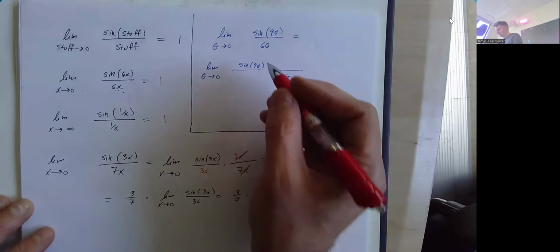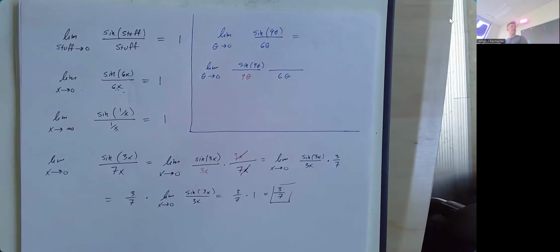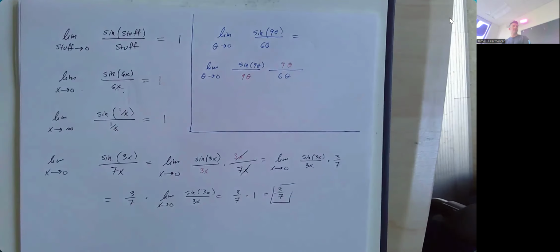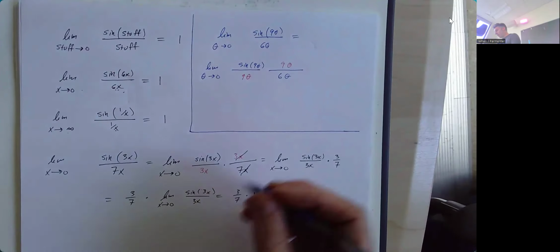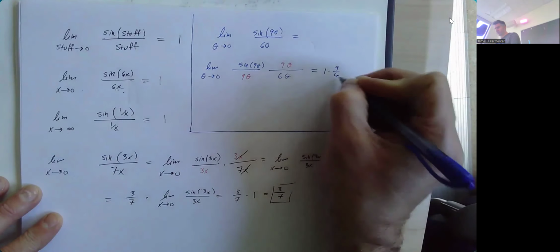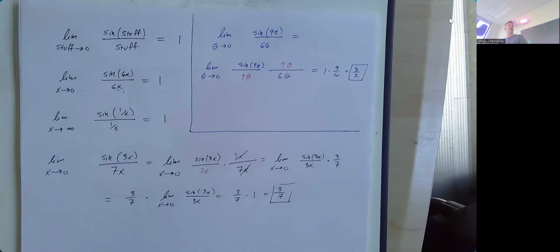What do I wish I had beneath sine of 9 theta? 9 theta. But then I have to have 1 up there to balance it out. So that I didn't change anything. I really just multiplied by 1. 9 theta over 9 theta. And then I would say that this is equal to 1 times 9/6. And then I would simplify and write that that's 3 halves. And I think that's plenty of work to show for that kind of problem.